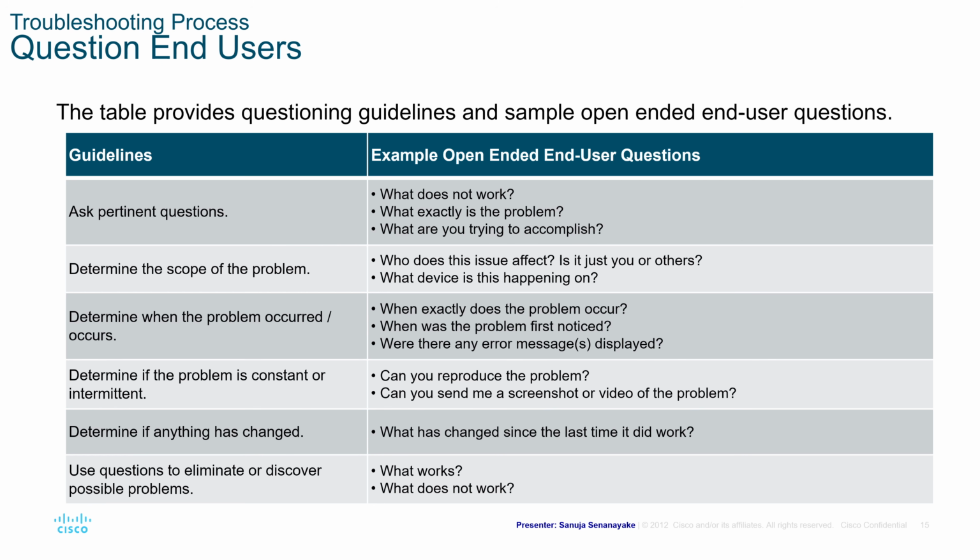Determine when the problem occurred or occurs. So ask questions like, when exactly does the problem occur? When was the problem first noticed? And were there any error messages displayed? Again, I'm going back to the example that I used, the printer. Some printers have LCD displays or screens that will display an error message, or their computer will have a pop-up on their Windows taskbar saying the printer is unable to reach the printer, or something like that. That information is very important for you as a network technician or engineer.